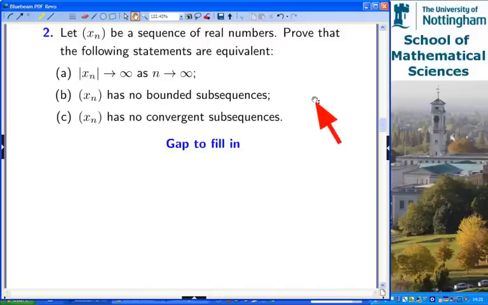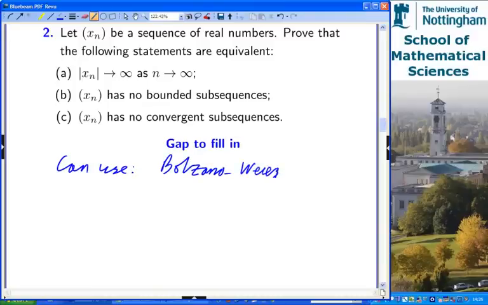So it's not obvious that these things are equivalent to each other. So this is quite an interesting result. And things that you can use to help you are, let's see, Bolzano-Weierstrass. If you remember what the Bolzano-Weierstrass theorem says, it says every bounded sequence has at least one convergent subsequence. So that's going to help when you're working on what's going on with B and C.